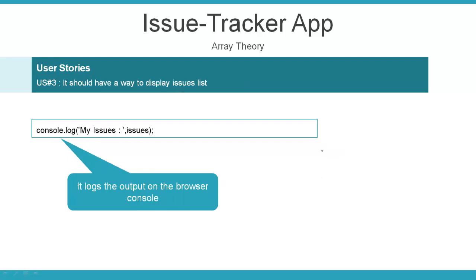Let us move on to the next thing. Now we are talking about it should have a way to display the issues list. Now when I am saying display the issues list, what basically we want, we will not be starting directly on the browser. Like very first we will be checking whether our backend code is working or not. So this console.log statement is basically used for checking purpose. On the browser console itself you can see the output.